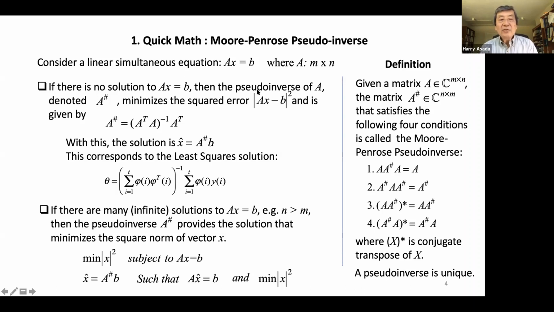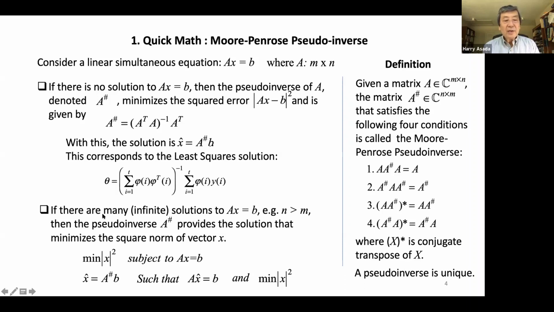If that's the case, then the pseudo inverse of A provides the least squares solution. So there is a prediction error: AX is something that you can create with X, but it's not exactly the same as B. But the squared error is to be minimized, and that is given by this. And this is exactly the equation that we use for least squares estimation. So the solution is given by X hat equal A pseudo times B. If you apply this to your problem, you get exactly this equation, which is broken down to this. You can write it this way. So that's the case when you have too many equations to satisfy.